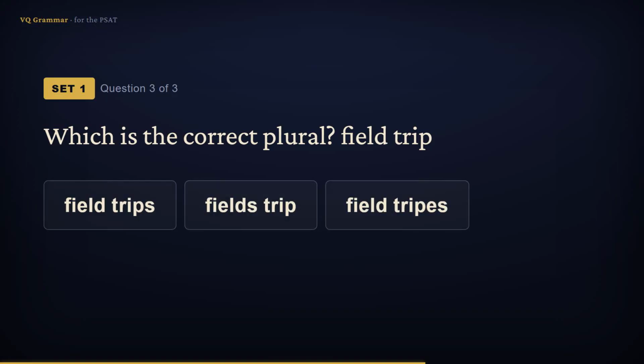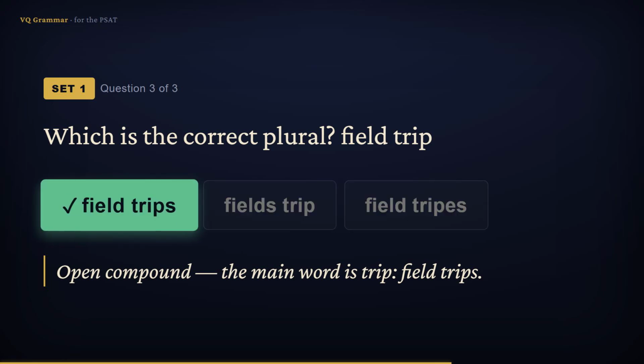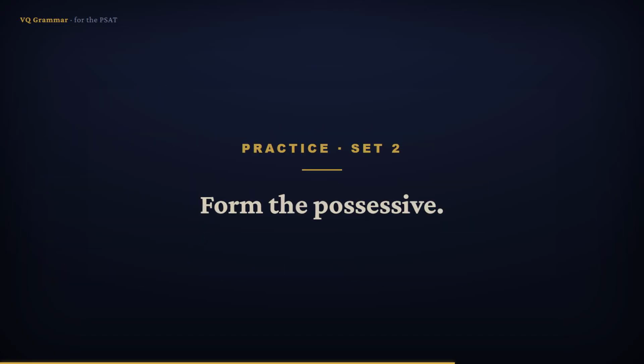Make field trip plural. These are separate words, so we make the most important word plural. Field just describes it. The real noun is trip, so the plural goes on trip. Field trips. So the answer is field trips. Now form the possessive.